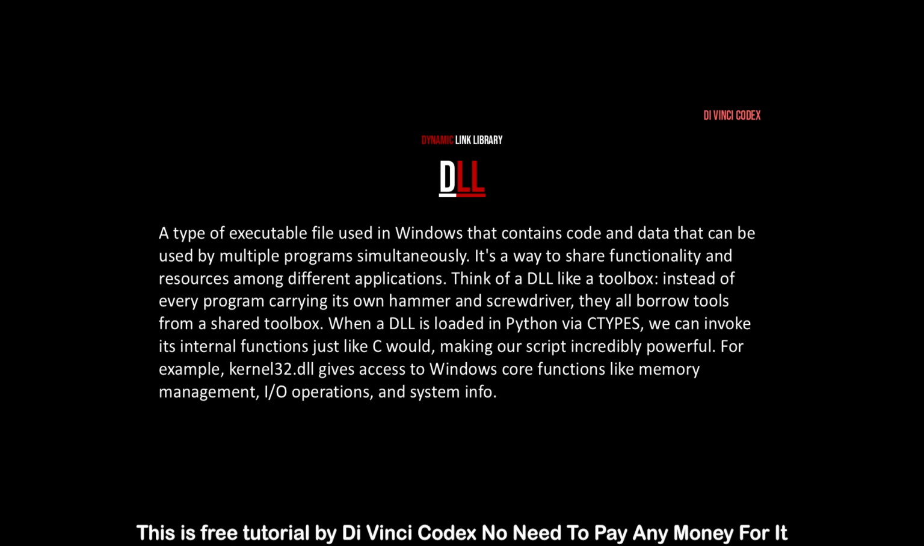Next, DLL, which stands for Dynamic Link Library. So a DLL is an executable file in Windows, which contains code and data usable by multiple programs simultaneously. It acts as a shared toolbox. When a DLL is loaded in Python via ctypes, we can invoke its internal functions, enabling powerful scripts. For example, kernel32.dll provides access to Windows core functions like memory management and input-output operations.